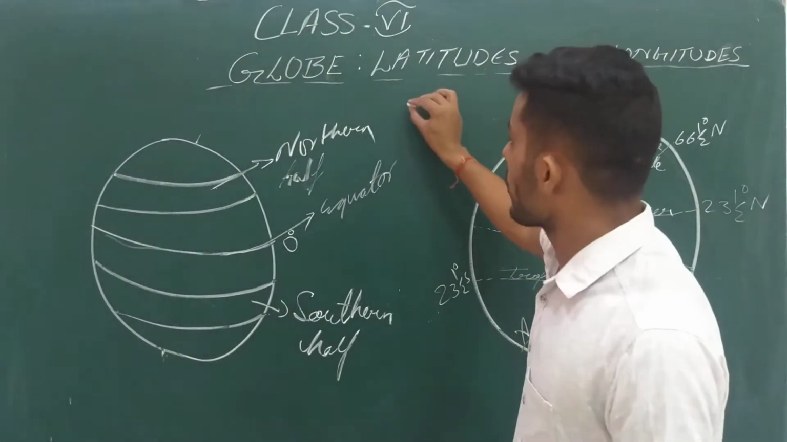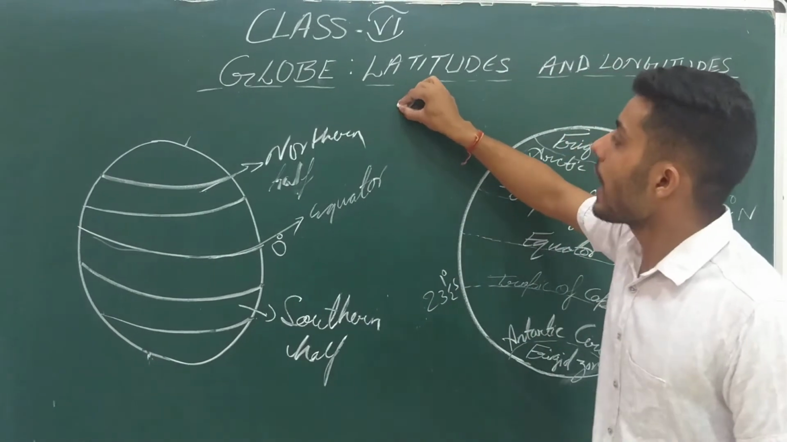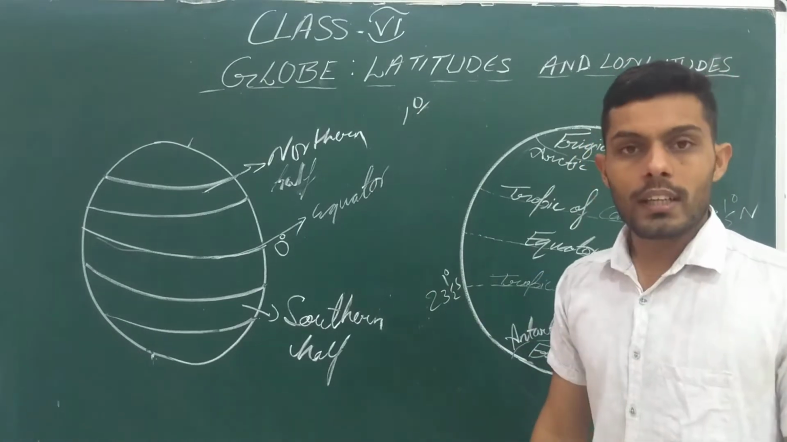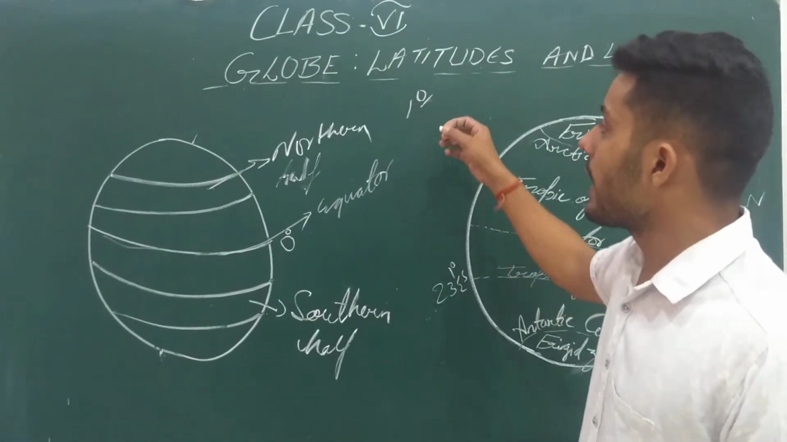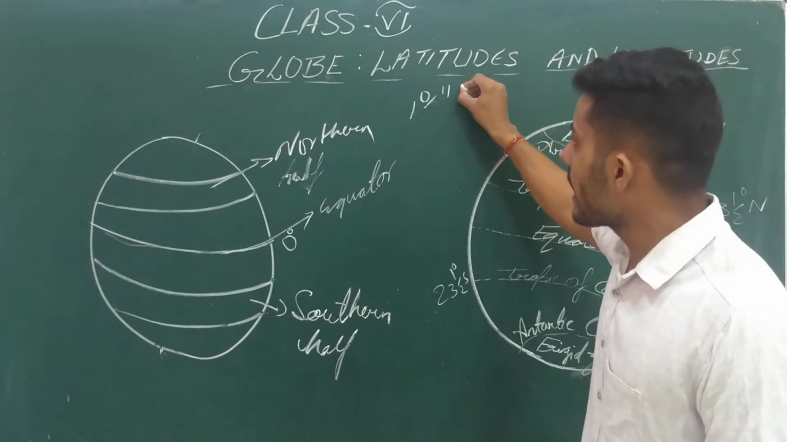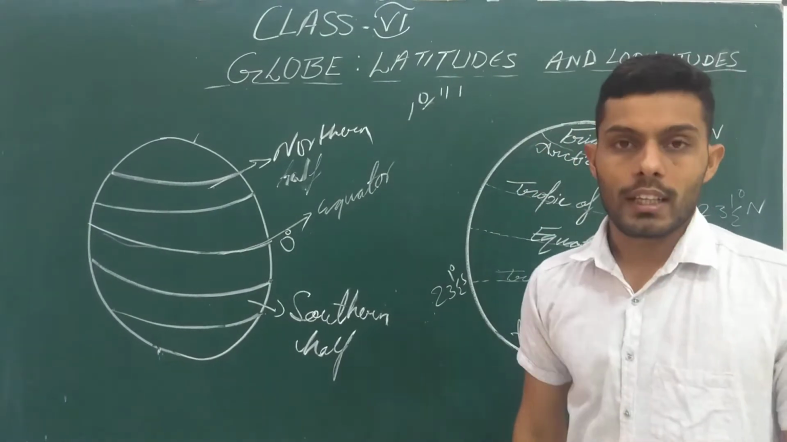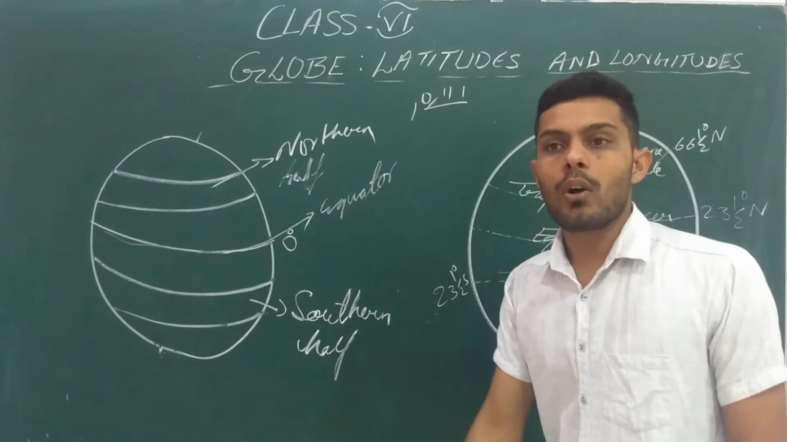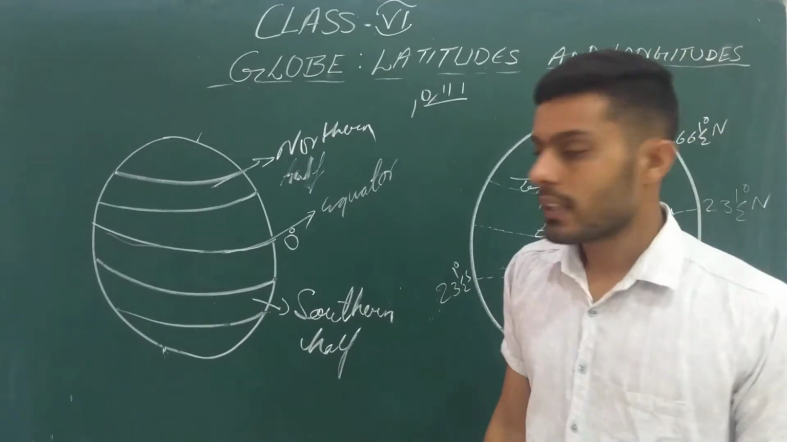Means we are noting any point like this. This is known as a degree. Got it? This degree is further divided into minutes, and minutes have been divided into seconds. Got it? This will tell you how these divisions have been done.